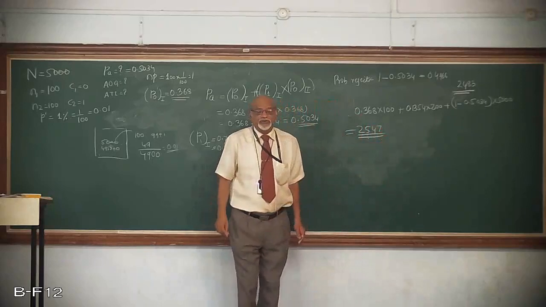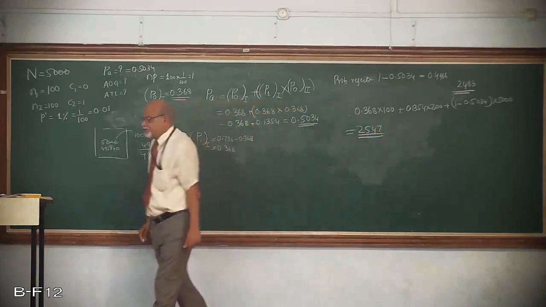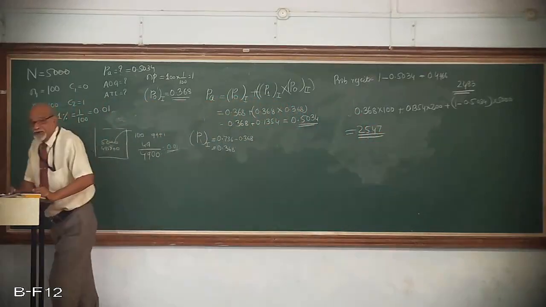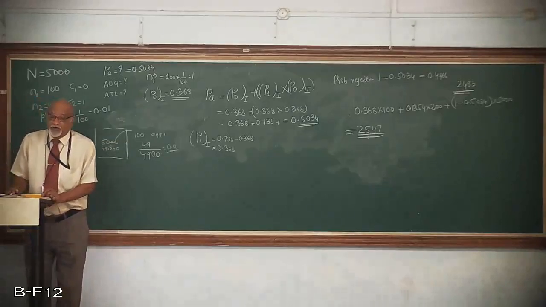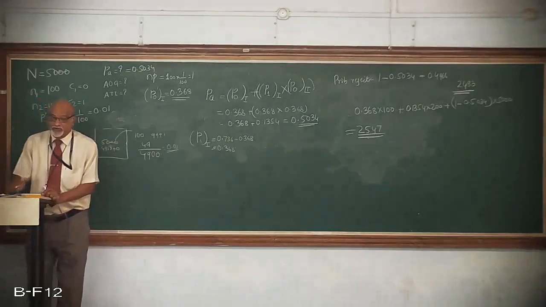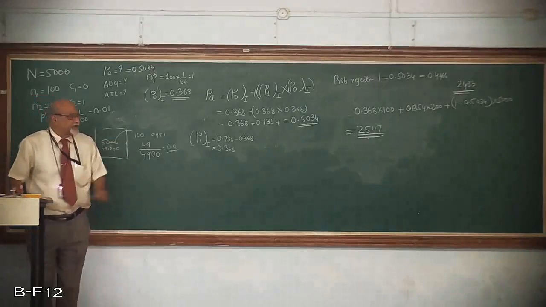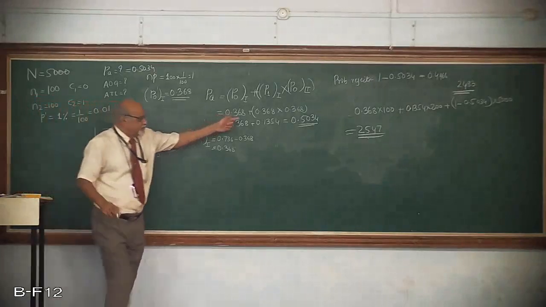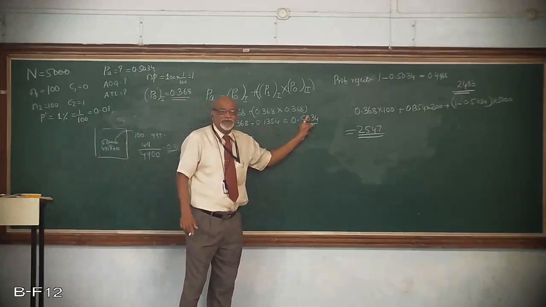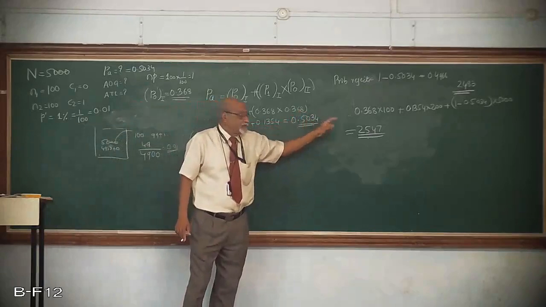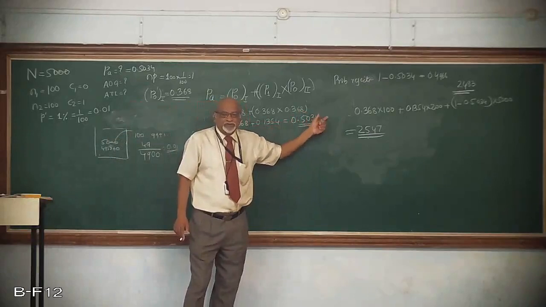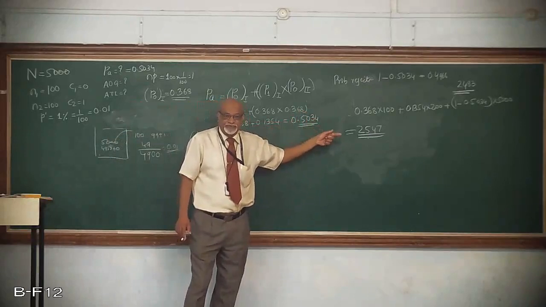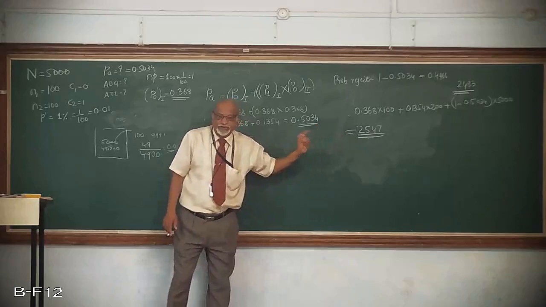On average, 2,547 will be inspected per lot, not 5,000, almost 50% of that. Roughly, 50% of this is what we can consider, but this will give us the exact value. Otherwise, approximately we will know. This is what it works out to be.